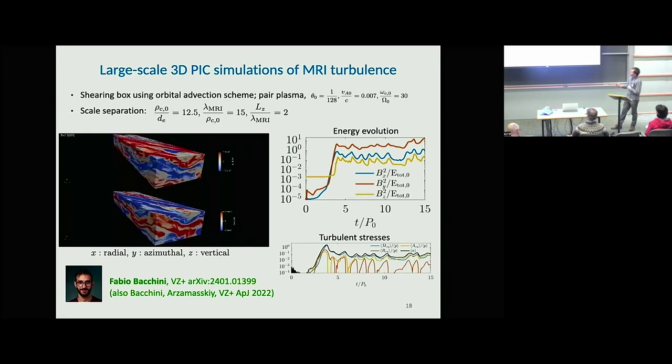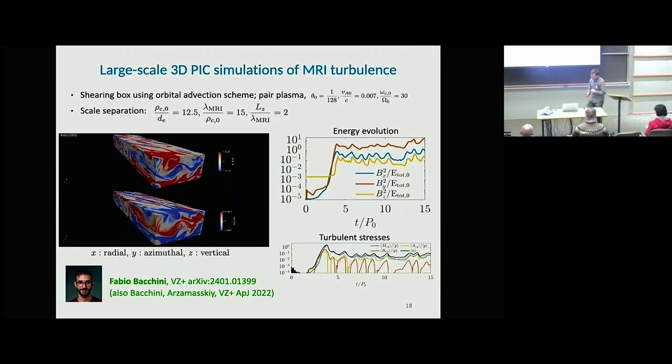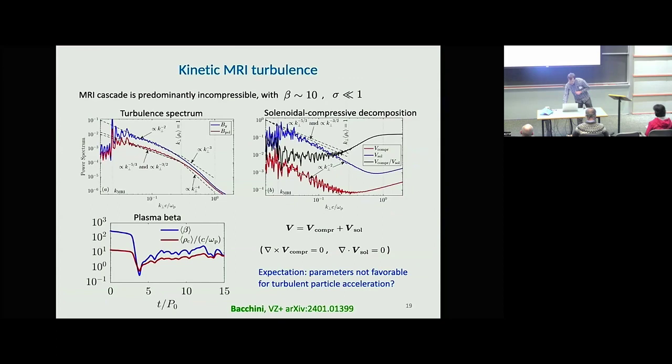This is a problem which has been studied by several groups in the past, but these are bigger simulations. We used very large computers for them. And so we think they're a little bit more robust than what's been done in the past. Anyway, the turbulence reaches some saturated state. We have a nice turbulence spectrum in this saturation.